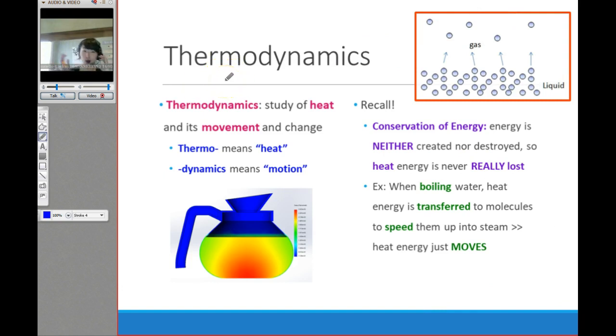So now we're going to talk about what our subject is. So our subject is what we call thermodynamics, which is the study of heat and its movement or change. So we can see here thermo. Thermo sounds like thermal underwear. Do we remember thermal means what? Tell me in the chat box. If we know thermal is like thermal underwear, yeah, it means something warm, right? So in this case, thermo means heat, right?